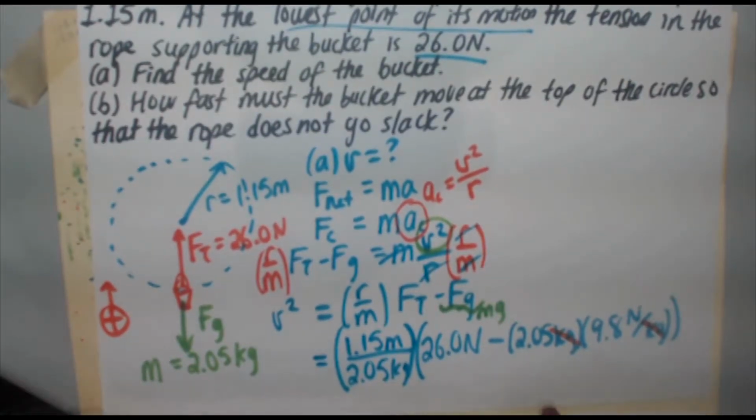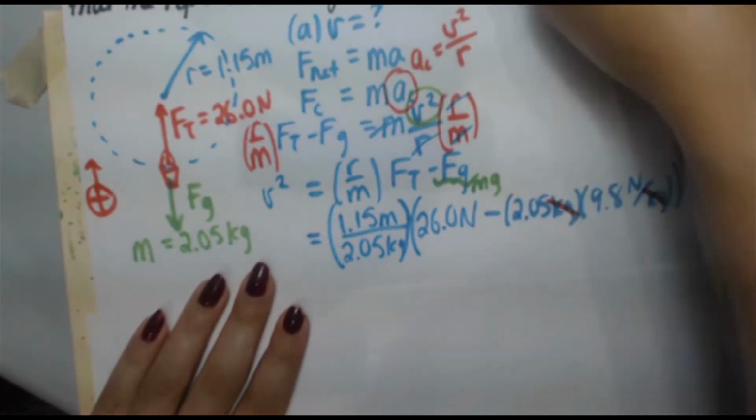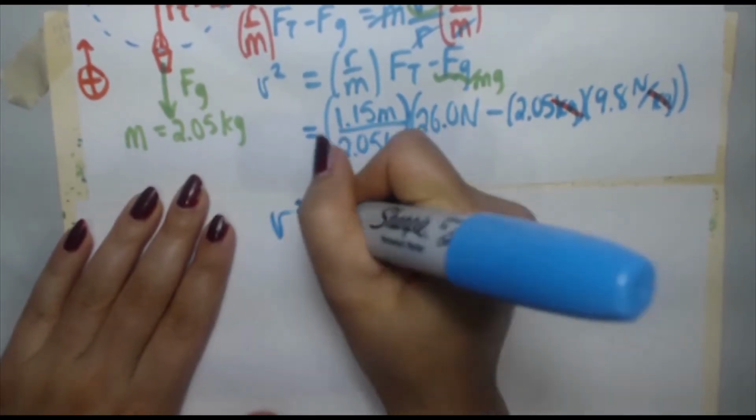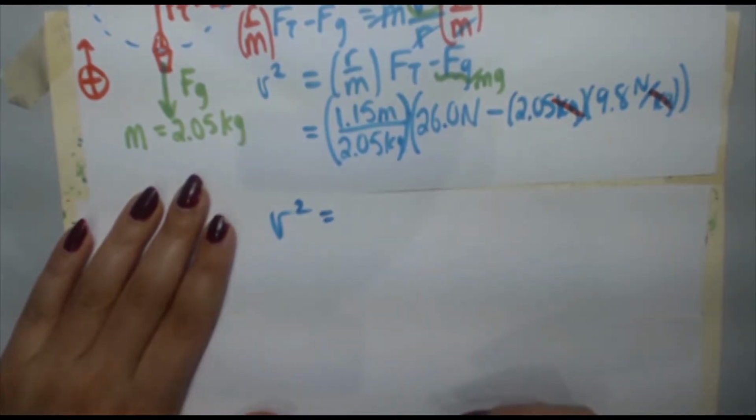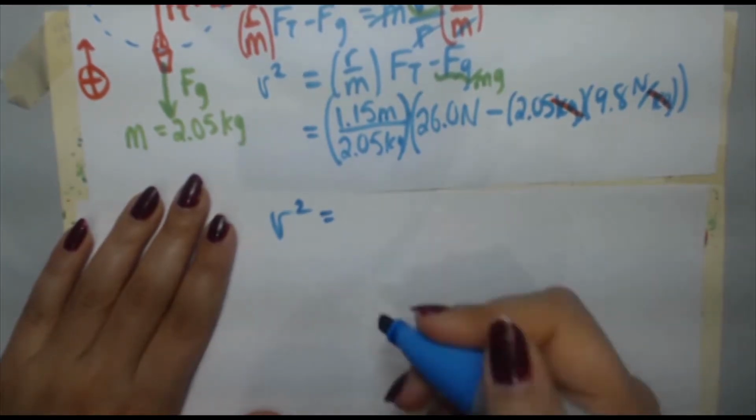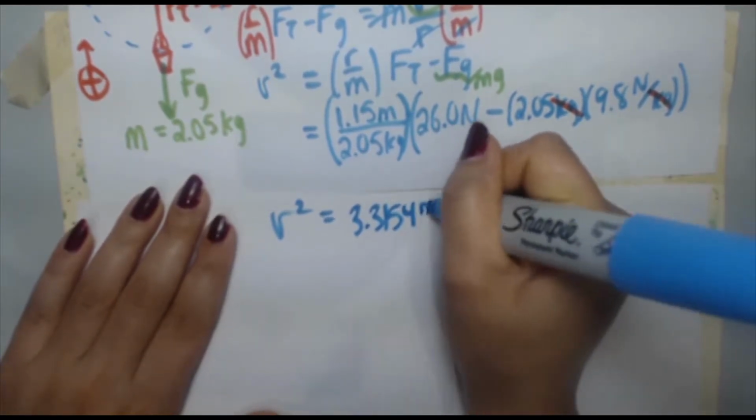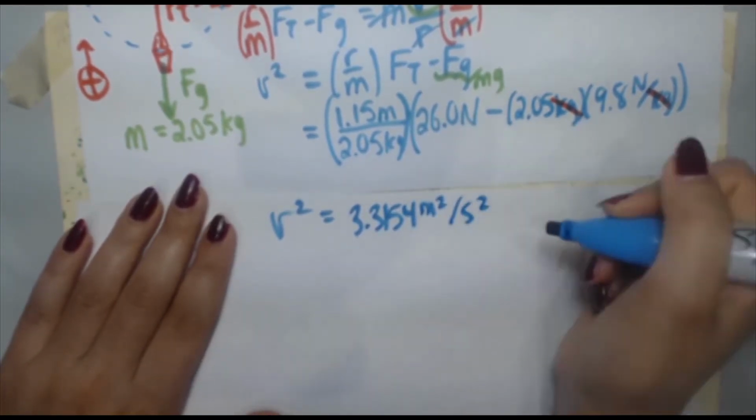We're simply going to plug this into our calculator and find out what we get here as a result. Okay, so we're still dealing with v squared. So v squared is equal to this expression. When you solve this, you're going to get 3.3154 meters squared per second squared.